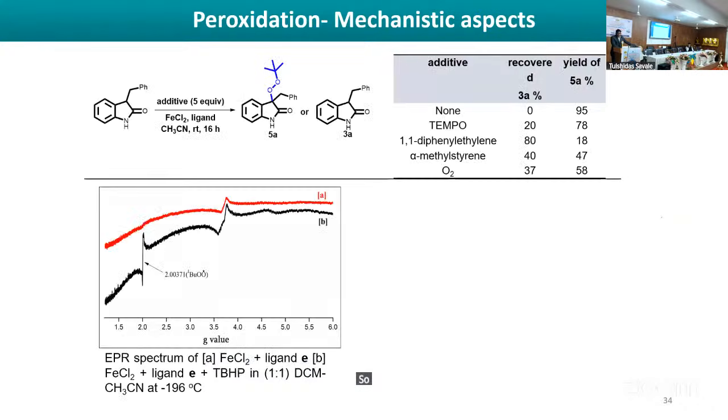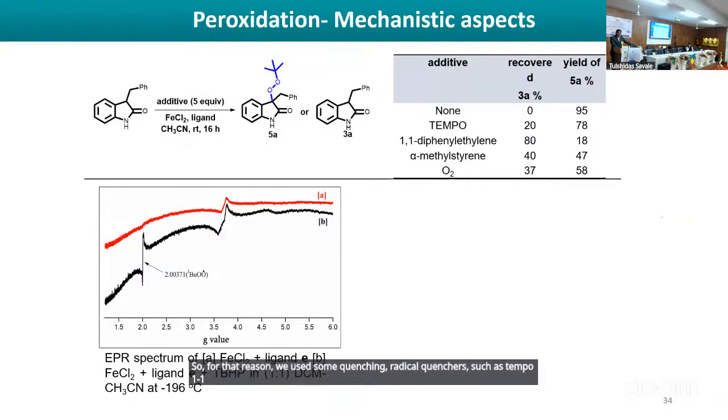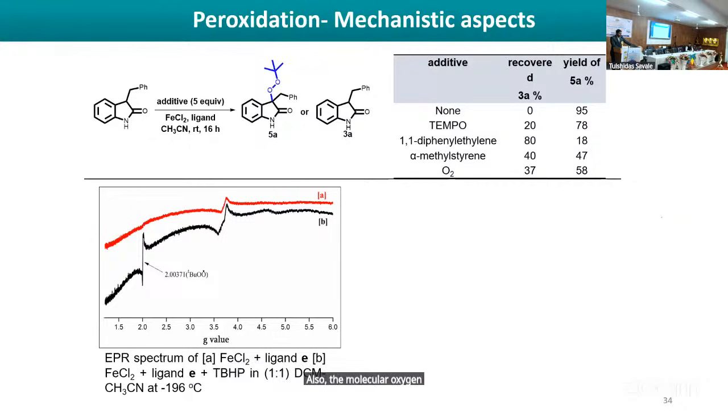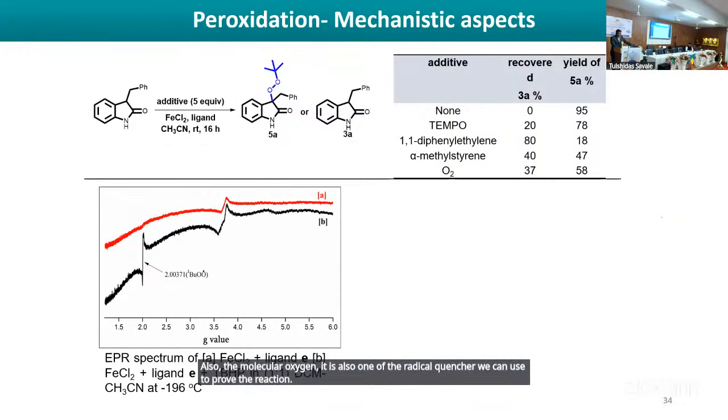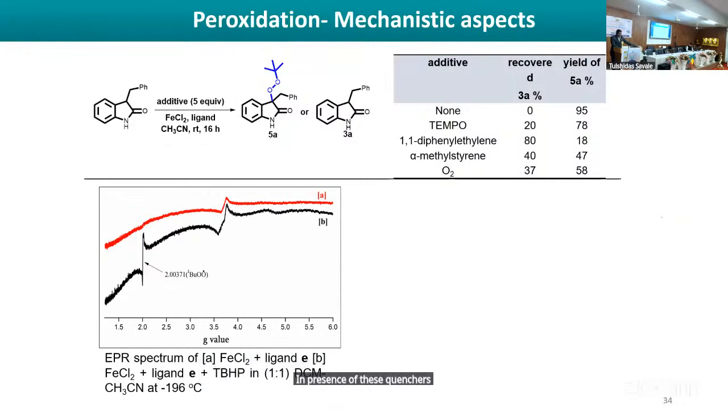So these are some mechanistic aspects. We started with establishing the nature of the reaction. Does it go via a radical mechanism or an ionic mechanism? For that reason, we used some radical quenchers such as TEMPO, 1,1-diphenylethylene or alpha-methylstyrene. Also, molecular oxygen is one of the radical quenchers we can use to probe the reaction. In the presence of these quenchers, we were able to see a drop in the yield of the reaction. This suggests that there is involvement of a radical.